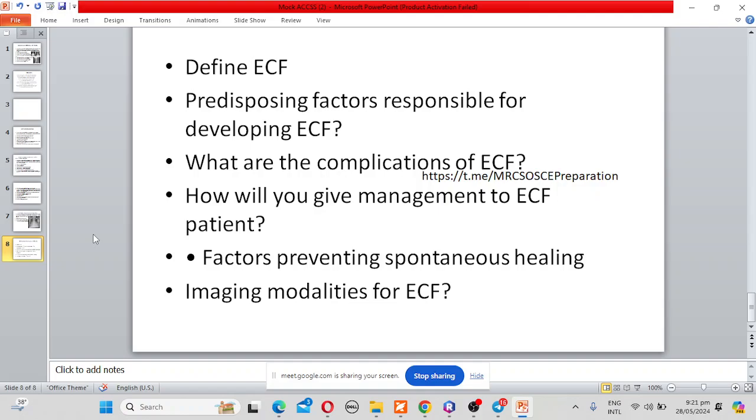Now they will ask you what you will do in surgery. We will excise the fistula tract. We will go for the excision of the involved bowel, and we will make a stoma for delayed reversal and anastomosis later on.